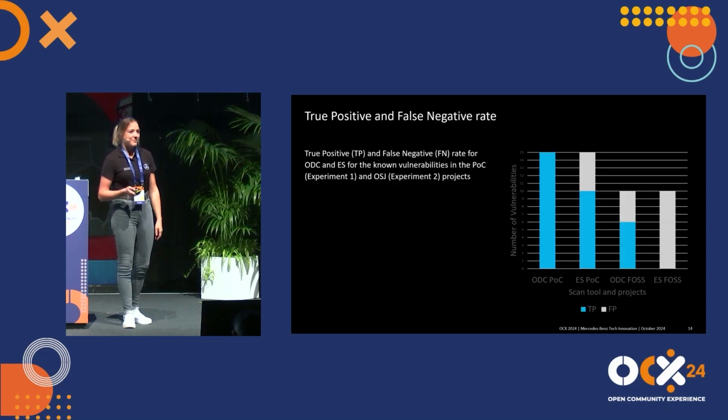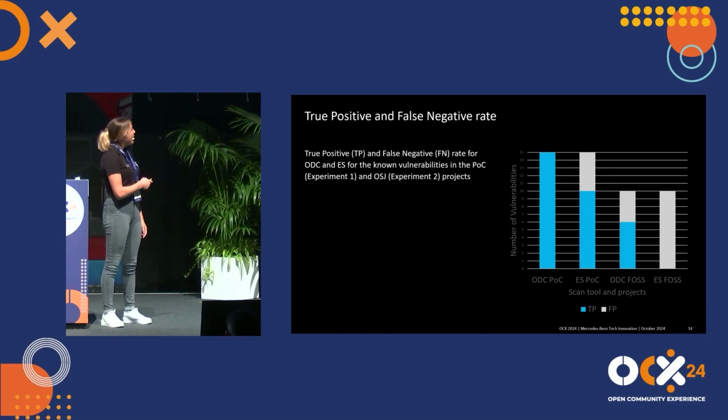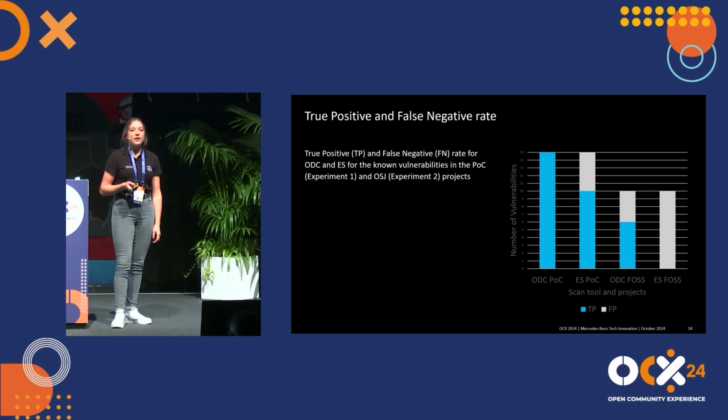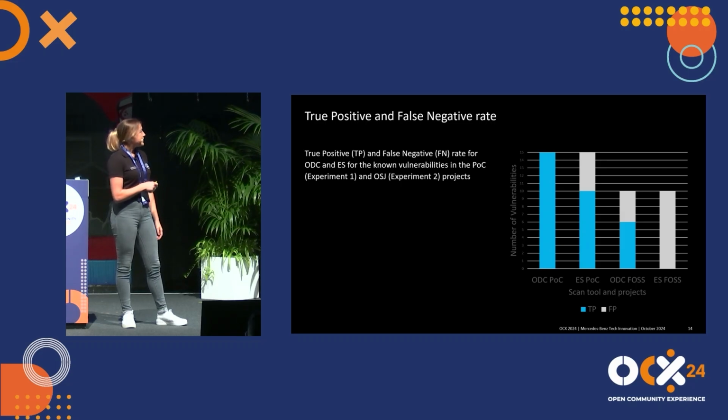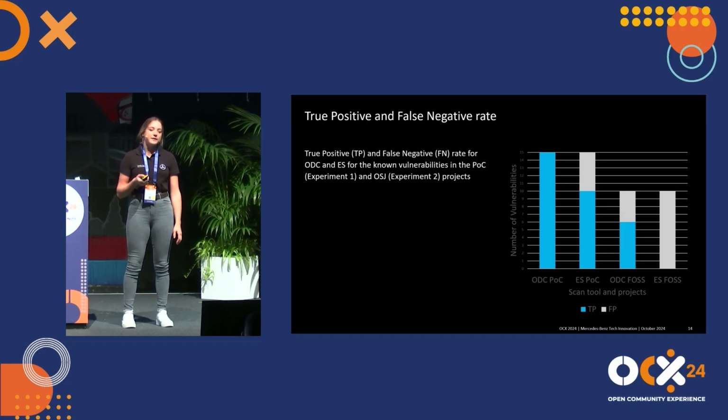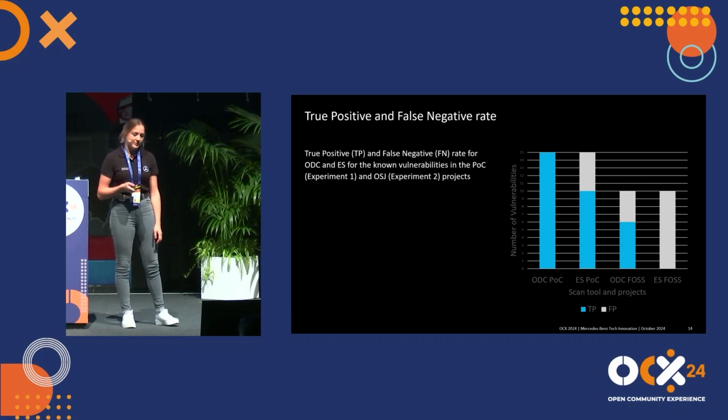And now I'm coming to the results. We can see here on the right side, this was from the proof of concept projects, and we could see that OWASP Dependency-Check basically detects all 15 vulnerabilities in the proof of concept projects. Eclipse Steady detected 10 out of 15 vulnerabilities, which is still quite good. For the FOSS projects, it looks a little bit different. We can see OWASP Dependency-Check detects 6 out of 10 vulnerabilities, and Eclipse Steady none of the vulnerabilities.